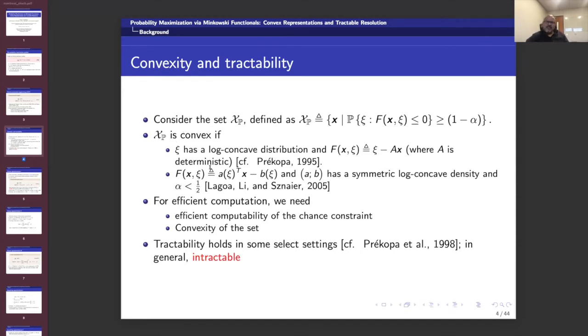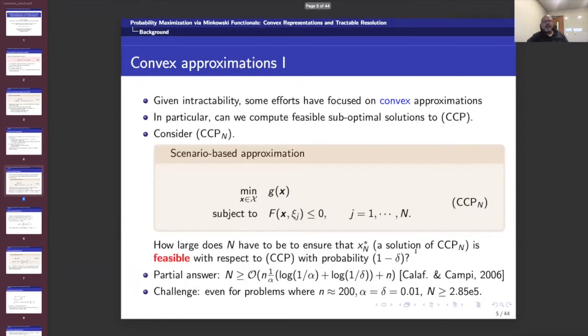However, to enable efficient computation, you need efficient computability of the chance constraint, and you need convexity of the set. Tractability holds in some select settings, and there's a wonderful description in the work by Prékopa in '98. But in general, this problem is intractable. And so that has motivated an effort to develop convex approximations. In particular, can we compute feasible suboptimal solutions to CCP?